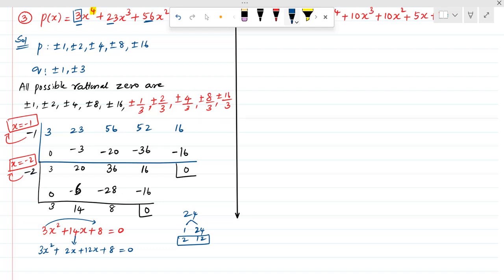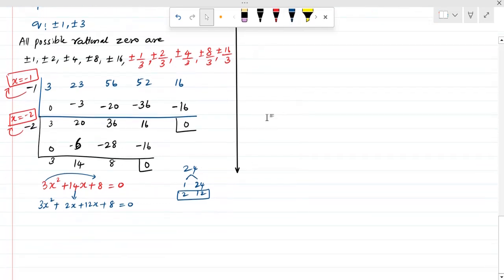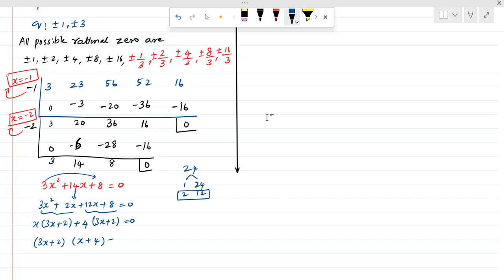Now what is the grouping here? Grouping is x is a common factor. You will get 3x plus 2, plus here 4 is a common factor, 3x plus 2 equals 0. Now 3x plus 2 is common. Here x plus 4 equals 0. If you separate, you will get x equal minus 2 over 3, x equal minus 4.